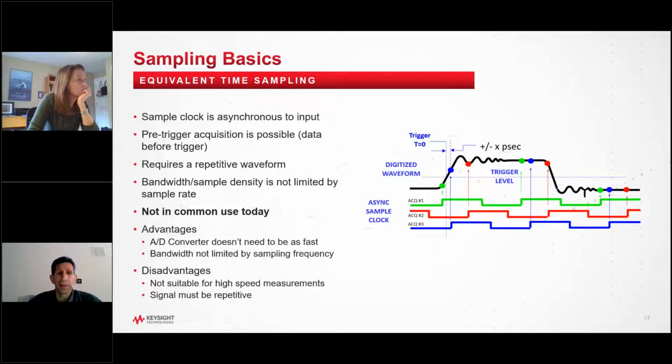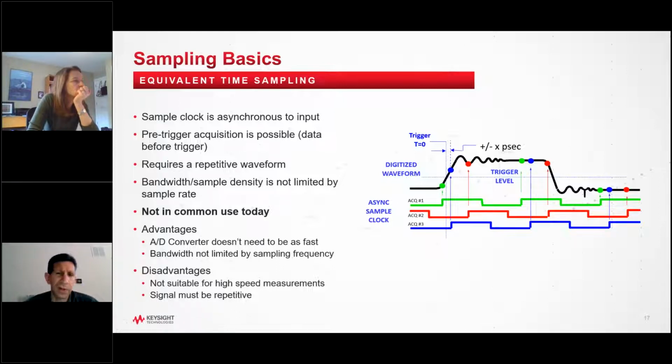Okay. The second type is not commonly used today. It's sort of a hybrid of real-time sampling, but the sampling clock is asynchronous to the input. You can get pre-trigger acquisition, essentially, but what we're doing is over multiple acquisitions, we are stitching a waveform together. So the bandwidth is not limited by the sample rate, but it requires a repetitive waveform.